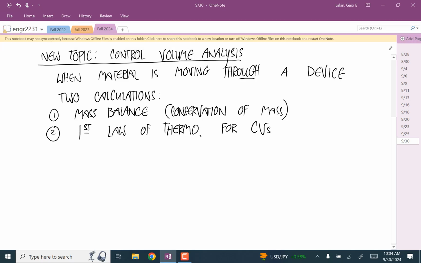Are we still like doing the same things with those systems? Yeah, we're still concerned with that's right. We're doing the same kind of calculations. It's just that now we don't have any way to trace or circle an amount of material and trace that over time. All we can do is look at the device itself and consider what's flowing in and what's flowing out. Okay, so I'm going to start with mass balance.